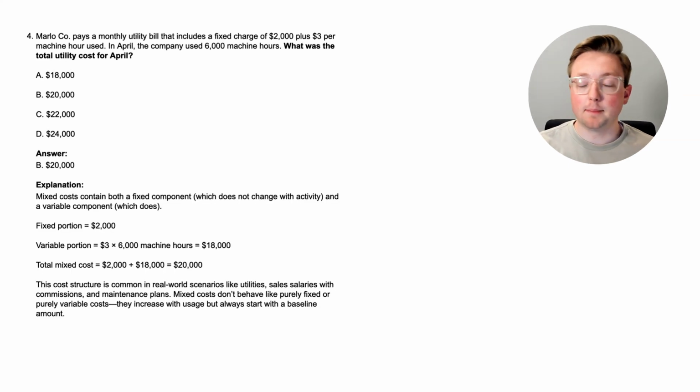All right, here we are at the answer, B, $20,000. So that is the amount of total utility cost here. This is again trying to show us what mixed costs are, and so we'll just go through it. It sounds exactly like what it sounds like. Mixed costs contain both a fixed component, which does not change with activity, and a variable component, which does.